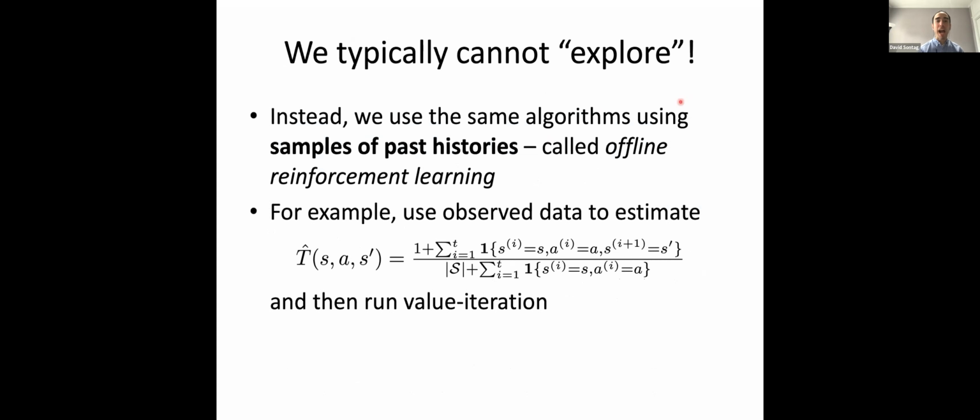So as we just discussed, one can't typically explore in a healthcare setting. And instead, what one does is called offline reinforcement learning. It turns out that the two algorithms I just showed you from lecture 10 could be used in an offline setting where all one has are those observed trajectories of state action reward pairs for patients in the retrospective data. So for example, you could use that retrospective data to estimate the transition distribution and then run value iteration.